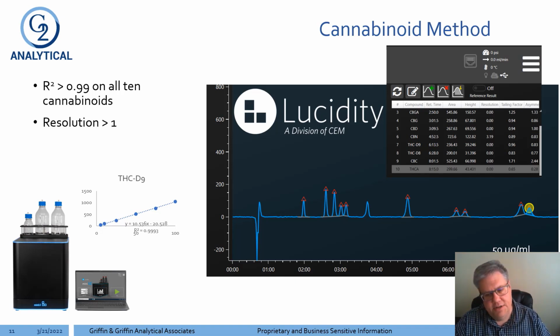So we then decided to do calibration curves, and I put the delta 9 THC curve here, which you can see is again 3 nines, a little greater than 3 nines. And it turns out all of the R squareds for all 10 cannabinoids were greater than 2 nines, and the resolution is greater than 1. So we pass all of the same figures of merit that you would expect our normal HPLC to pass.